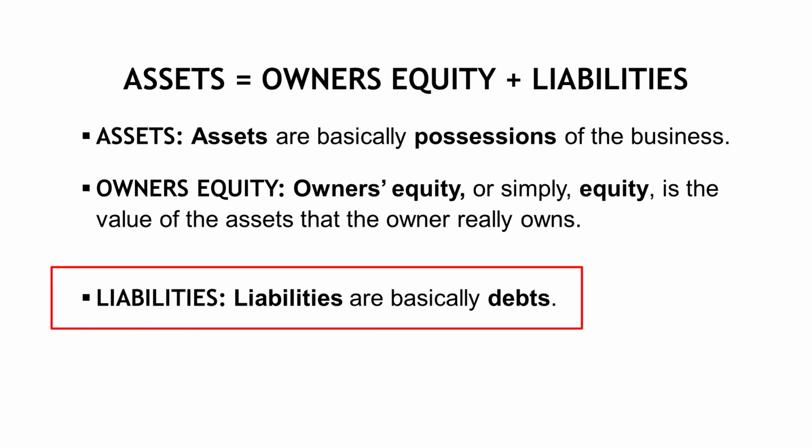3. Liabilities. Liabilities are basically debts. The amount of liabilities represents the value of the business assets that are owed to others. It is the value of the assets that people outside the business can lay claim to.